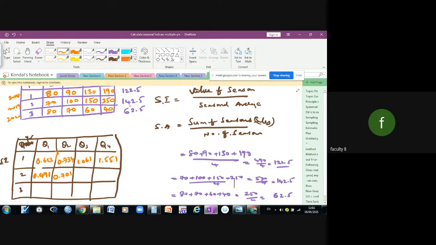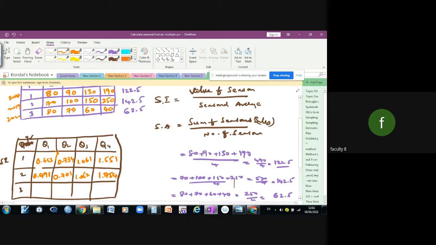Then 150 divided by 142.5. So here we will get 1.052, we are taking 3 decimals, okay. The next, 250 divided by 142.5, so we got 1.754.